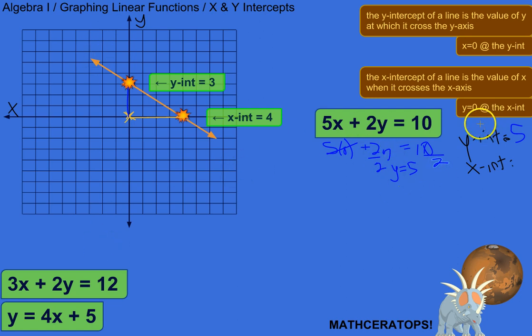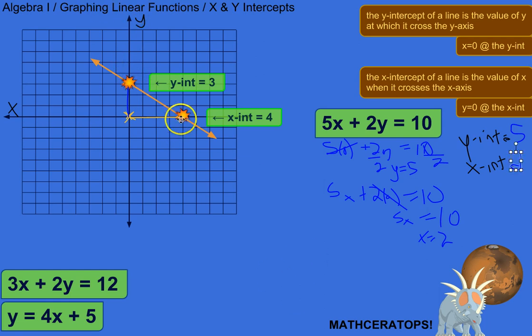Alright, now what's the x-intercept? Well, at the x-intercept, the value of y is 0, so I'm just going to plug in 0 for y. So my equation becomes 5x plus 2 times 0 equals 10. This is gone, so I've got 5x equals 10. So x is 2. Divide by 5. 5 times what is 10? 2. Okay? So now I can plot these.